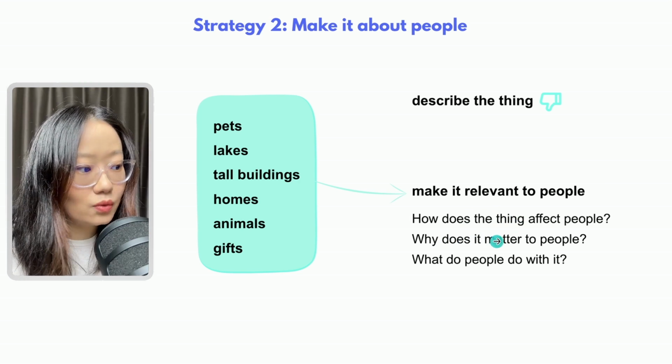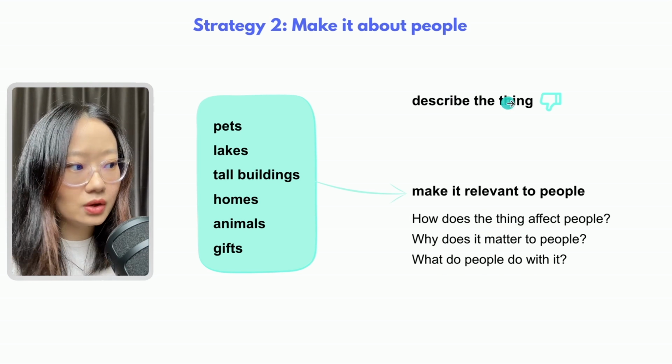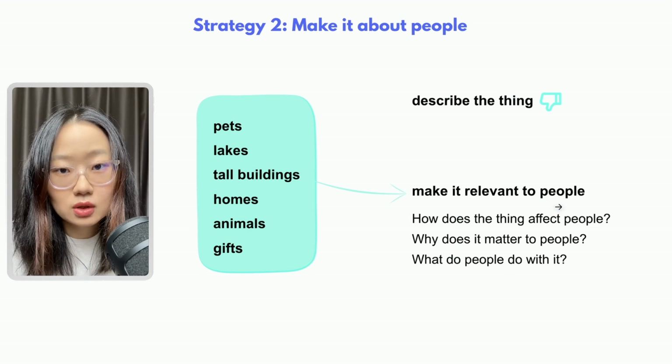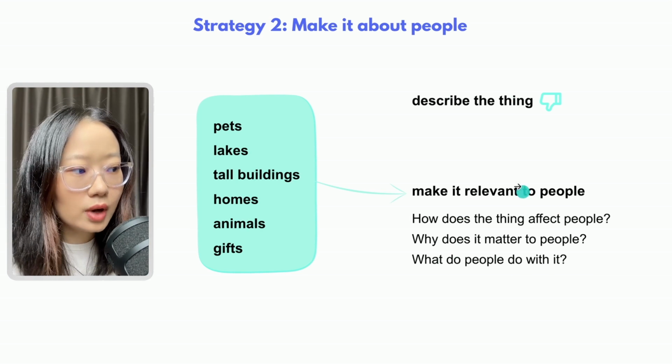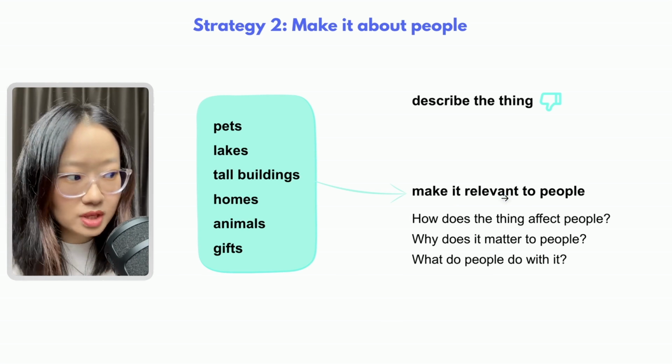Why does the thing in the question matter to people? What do people do with it? So we say something about the thing in the question, and we say something about people. Together, they form a long answer. Now, I will show you how we can use this technique to make our answer relevant to people.